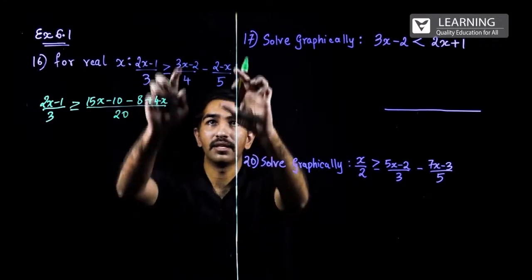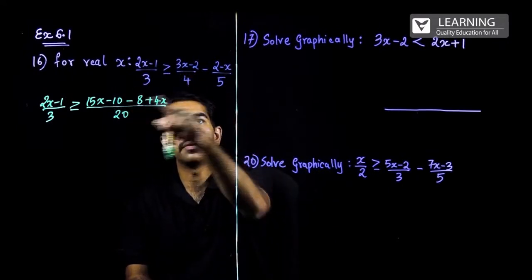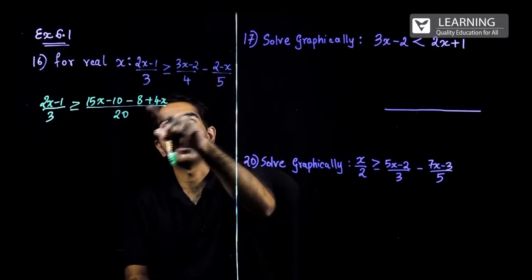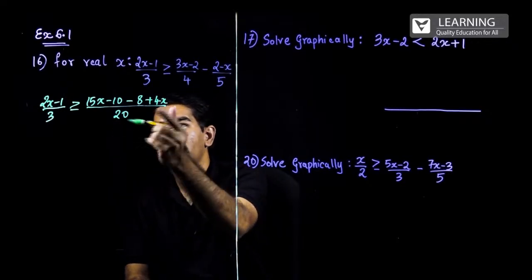What have we done here? On this side we have taken LCM. This will get multiplied here. So 5 3s are 15, 5 2s are 10. And this will get multiplied here. 4 into minus 2 is minus 8. Minus 4 into minus x is plus 4x. And these both will get multiplied as it is, so it is 20.